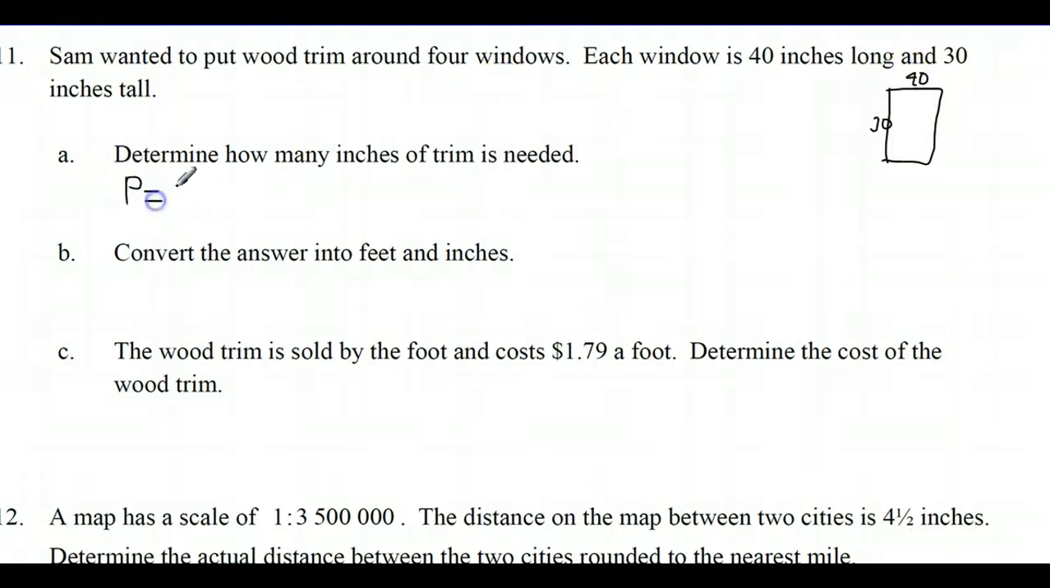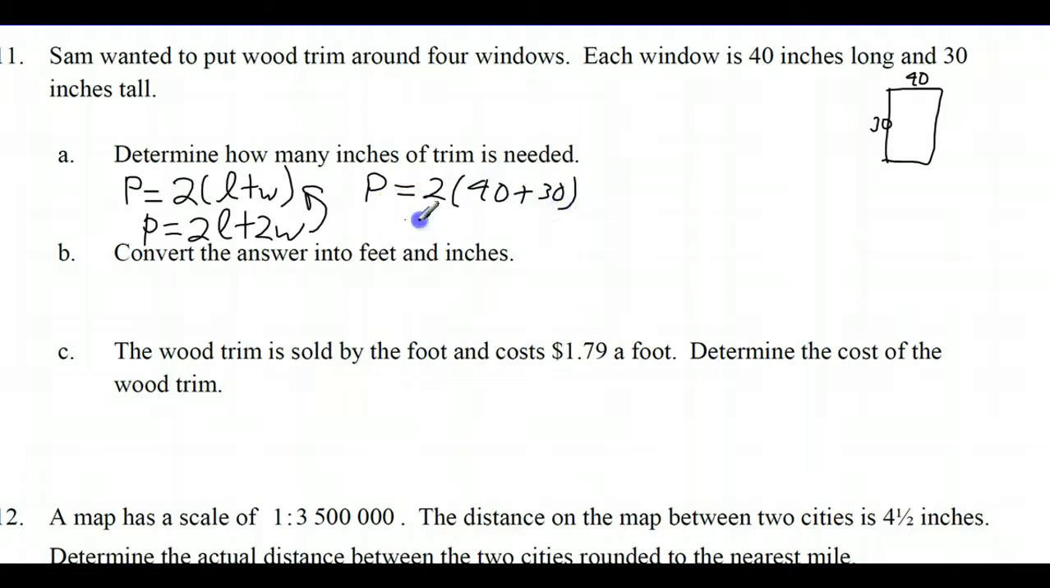It's the perimeter of a rectangle, which can be written as 2 times (L plus W), or some people write it as 2L plus 2W, in which case then we can back up to get this. So perimeter is 2 times (40 plus 30), which is 140 inches.